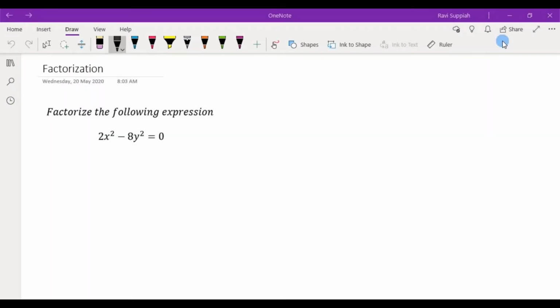Hi, let's look at this factorization question here. We are given this expression 2x squared minus 8y squared equals 0.